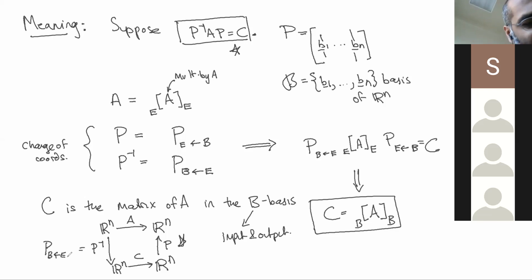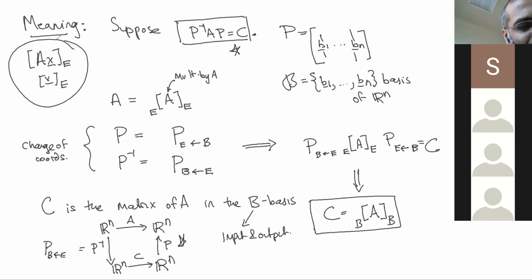So the point is that when we write AX, what do we mean? We really mean AX in the standard basis. When we write X, what do we mean? We really mean the standard basis. So the matrix that takes X to AX is A. And that's what I mean by this notation. Does that make sense? Yes. Any other question? Okay. So that's the meaning of similarity.